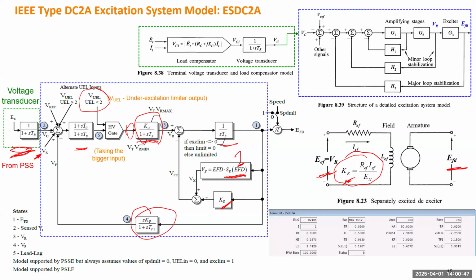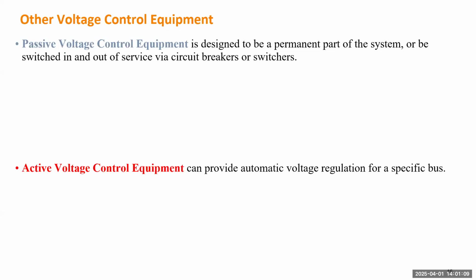So this just gave you the data, because this is from a real model of a generator. Okay, from this table it's very small, but KA is 50. It takes a very large value. Okay, so we finish the part on the generators.